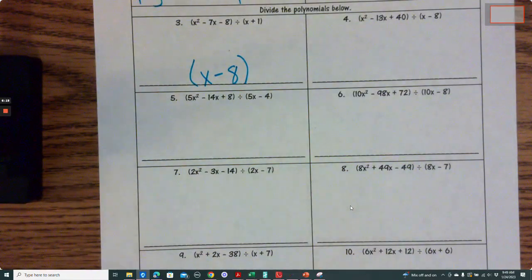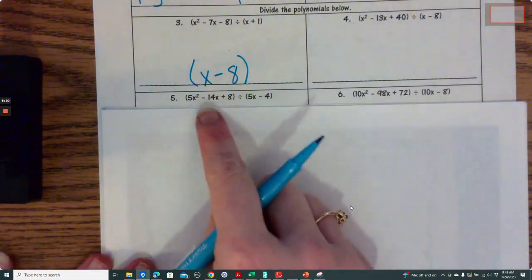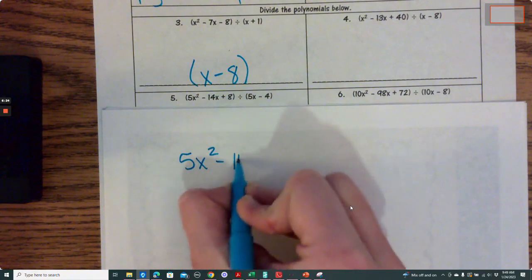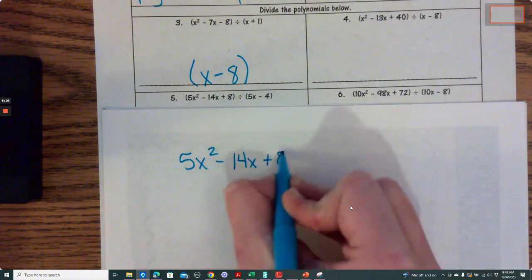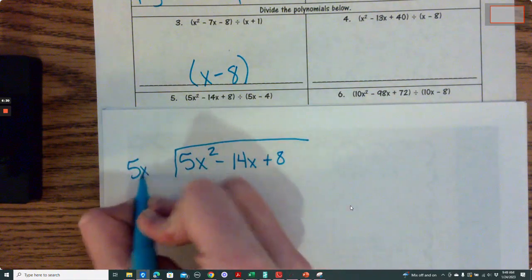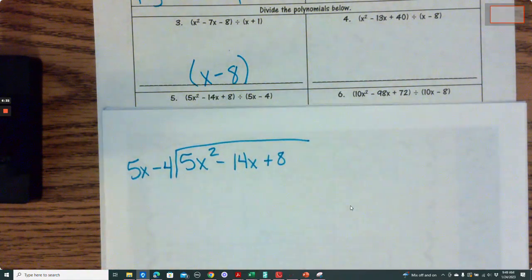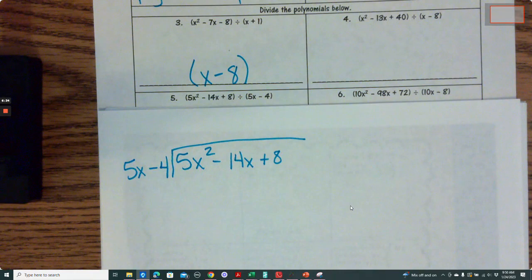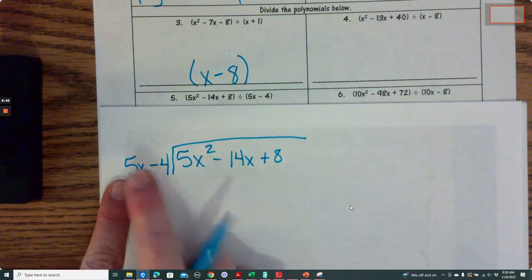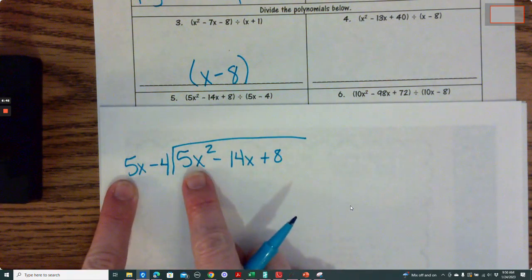All right, number 5. All right, so what comes first goes under the box. What comes second goes outside. Okay, just looking at the first. 5x times what gives me a 5x squared?